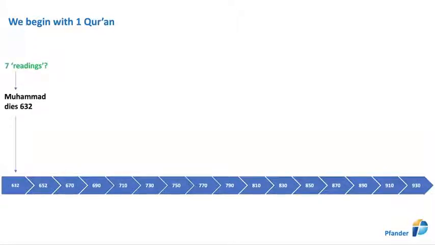Because the Qurayshi, that's seven readings. So seven different dialects, seven different readings that we have there in 632. So from one, we now go up to seven. Are you following that? So now we go to seven Qur'ans, seven different Qur'ans with seven different readings, according to the traditions and, of course, Yasir Qadi.